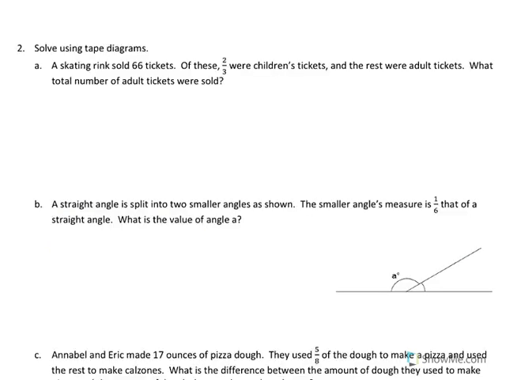Okay, now we're looking at word problems. A skating rink sold 66 tickets. So we have 66 tickets. Of these, 2/3 were children's tickets. So therefore, I'm going to write that down just so that I can remember.